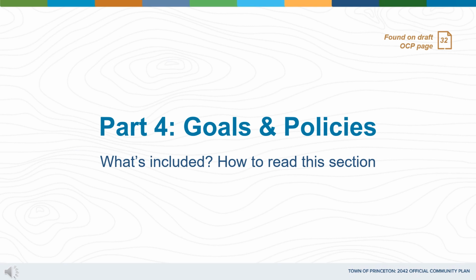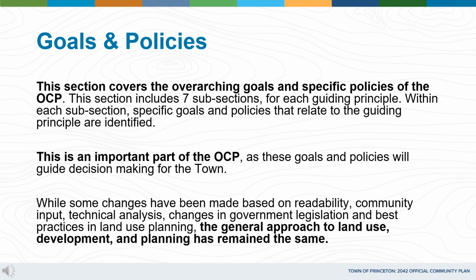Moving on to part 4, goals and policies. So what's included and how to read this section? Starting on page 32, this section covers the overarching goals and specific policies of the OCP. This section includes 7 subsections for each guiding principle. Within each subsection, specific goals and policies that relate to the guiding principle are identified. This is an important part of the OCP, as these goals and policies will guide decision-making for the town.